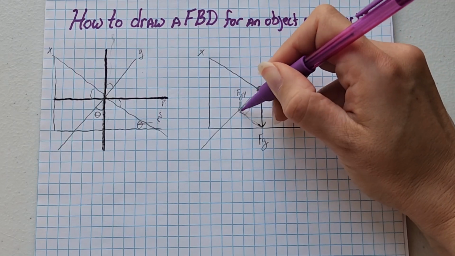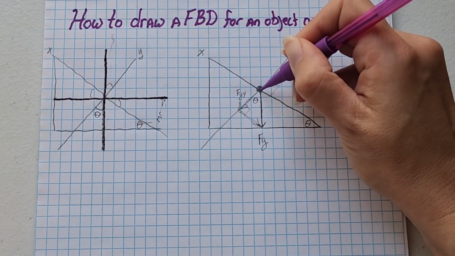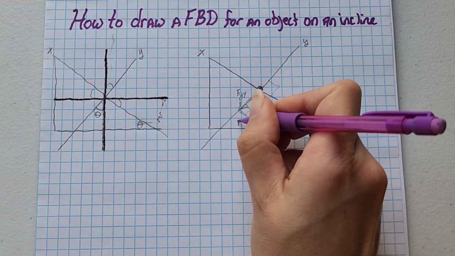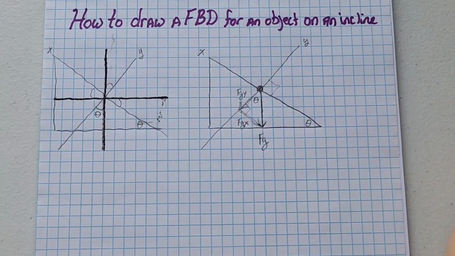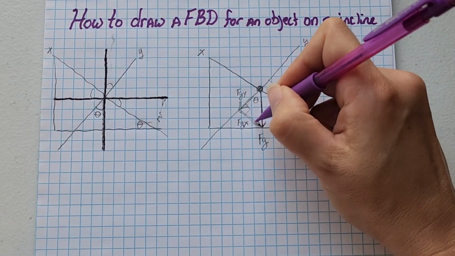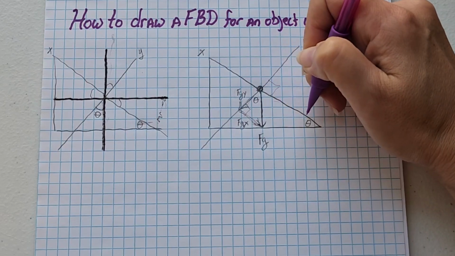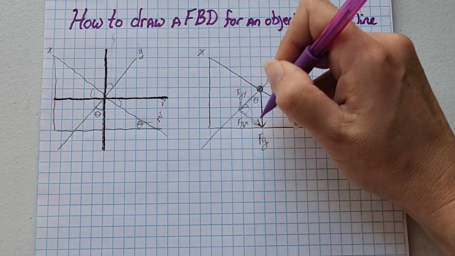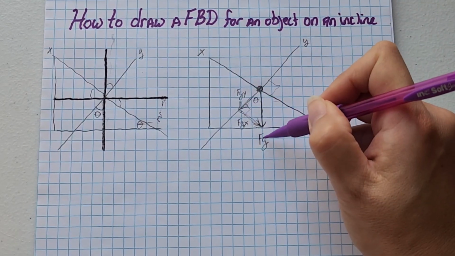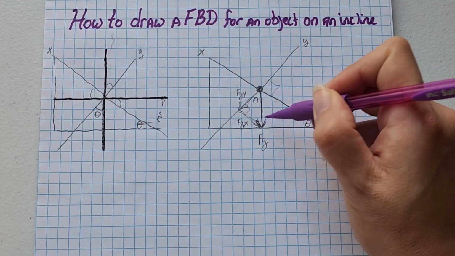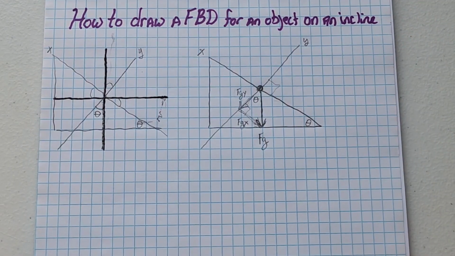The other component of the weight is the component that causes the object to slide down the surface, and this is the force of gravity in the x direction, FGX. So this is the force that is causing the object to slide down, okay, FGX. Now again, this is just a component of the weight, so it's not an actual vector that we're going to draw in our diagram. But there is some similarity here.